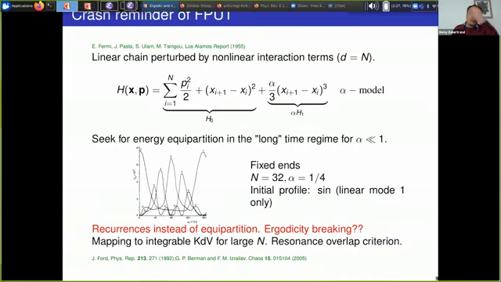This actually led to the breakthrough by Kruskal, Zabusky, and others to map this problem to the integrable Korteweg-de Vries equation for large N, which could actually explain this sort of recurrence phenomenon. Alternatively, there have also been other criteria to set a threshold above which chaotic dynamics will finally occur, and this is the resonance overlap criterion by Chirikov and collaborators.